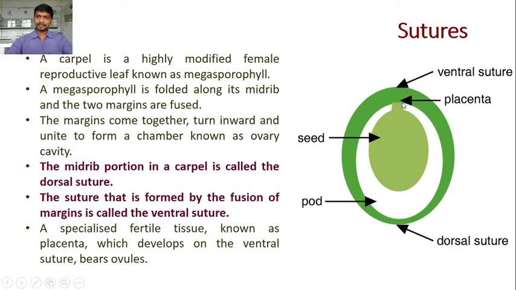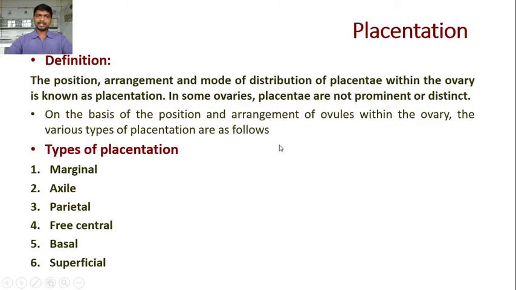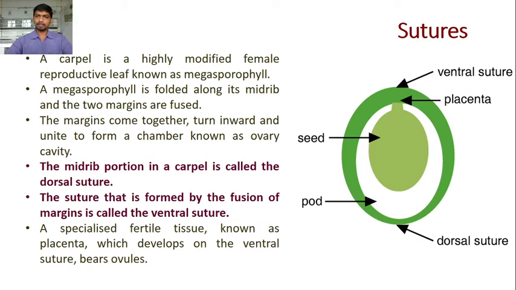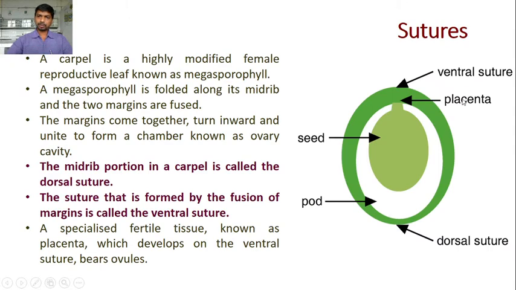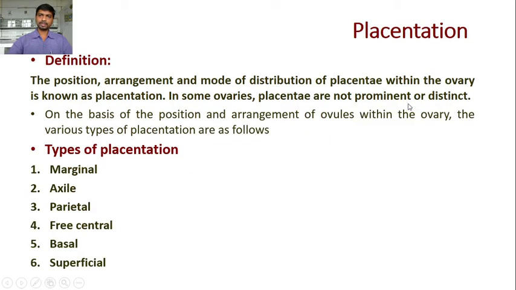Here the study of placentation is the position, arrangement and mode of distribution of placentae within the ovary. I am putting more stress on the ventral suture because the placenta has developed on the ventral suture. This ventral suture region is important for studying the distribution and the arrangement of the placenta. So here we are going to the placentation.